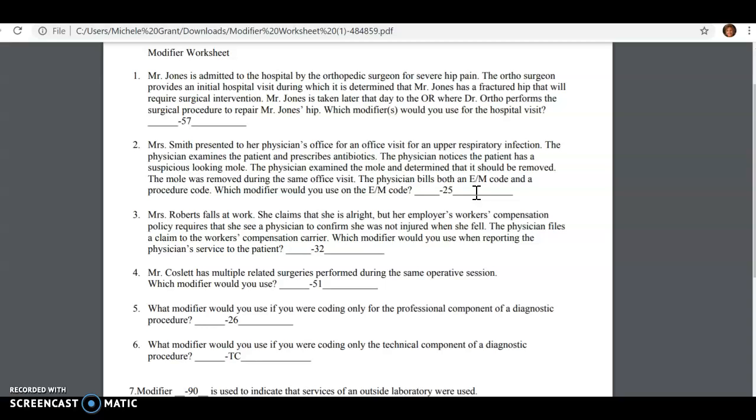Mrs. Smith presented to the office for an office visit for upper respiratory infection. The physician examines the patient, prescribes antibiotics. The physician noticed the patient has a suspicious looking mole. The physician examined the mole and determined that it should be removed. So the mole was removed during the same office visit. The physician bills both an E&M code and a procedure code.